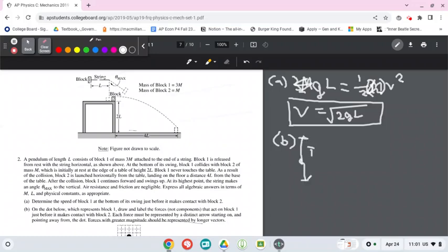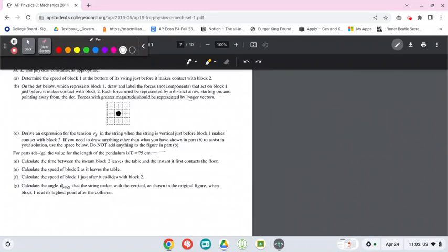Tension, I'll say tension, and then force of gravity. Hopefully it looks like the vector of tension has a larger magnitude, but that's what it's supposed to be. Okay, now let's look at part C. Derive an expression for the tension F sub T in the string when the string is vertical just before block 1 makes contact with block 2.